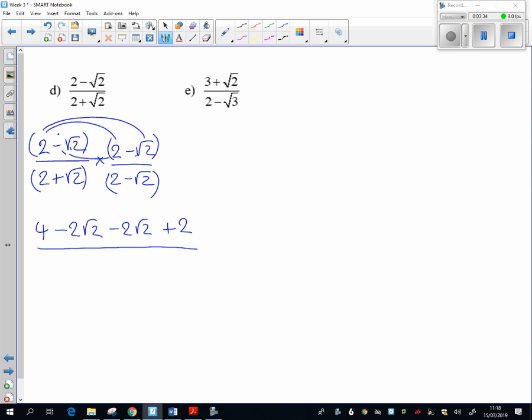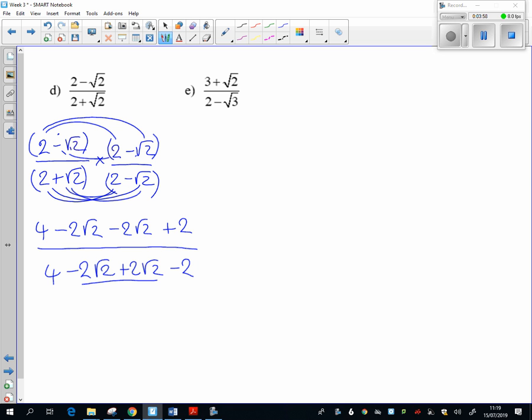And then for the denominator, the same thing is going to happen as happened in the last two parts of the question. The middle two terms are going to cancel. So again, I'll write the whole thing out. So I'm going to have 2 times 2. I'm going to have 2 times minus root 2, root 2 times 2, and root 2 times minus root 2. But again, those middle two terms are going to cancel.